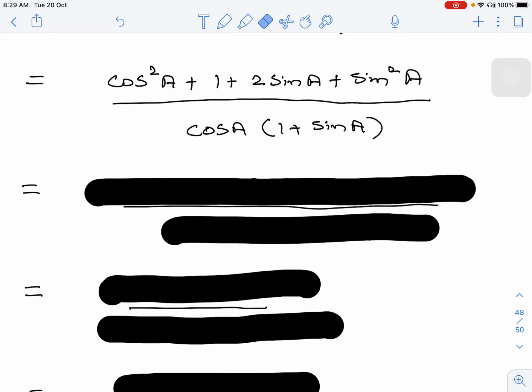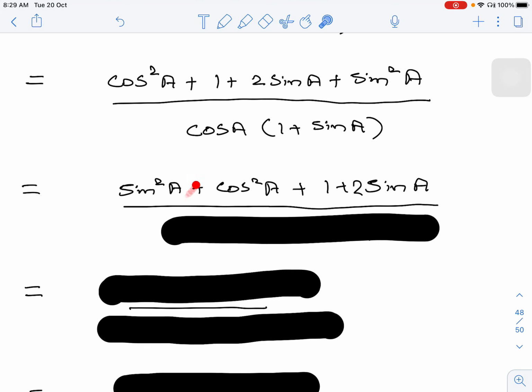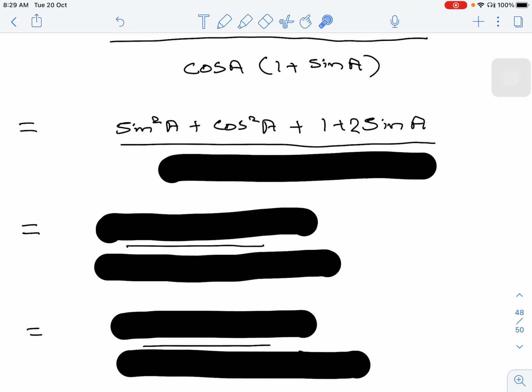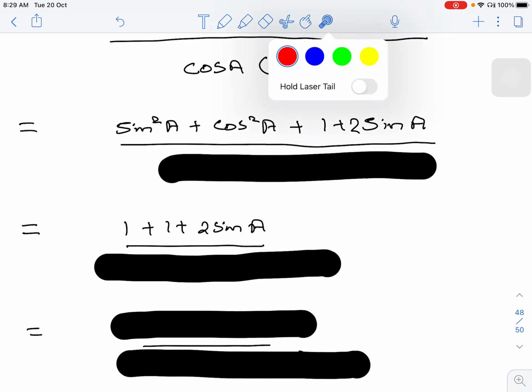Now in the next step, this sine square A and cos square A we can write together. Okay, so what do we get? We get it as sine square A plus cos square A plus this one as it is plus this 2 sine A. Okay, now we have already seen that sine square A plus cos square A is equal to what? 1. That is an identity which we have seen up. Okay, so instead of this sine square A plus cos square A, what we will write? We will write there 1 and remaining terms as it is. Okay, so now instead of this one, we have written here 1.